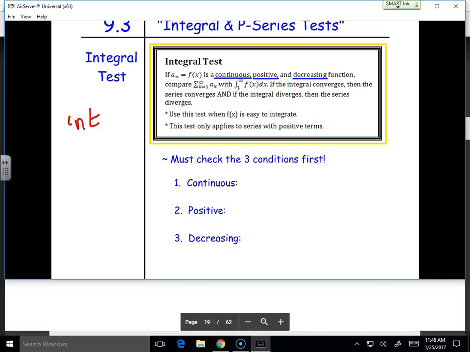This is endeavor number 14. Use this test when f is easy to integrate. This test only applies to series with positive terms, or maybe another way of saying it, eventually positive only. So it can't be one of the plus-minus-plus series.